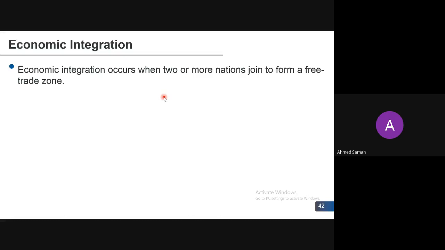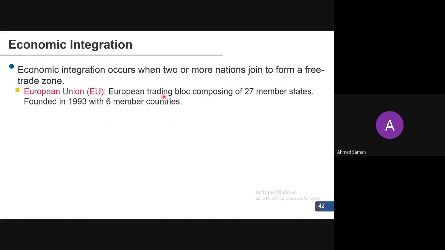That is economic integration. Some of the famous free trade zones, one of which is the European Union. So it is a trading bloc composed of 27 member states. This was founded with only 6 member countries in 1993. Now it has 27 members.